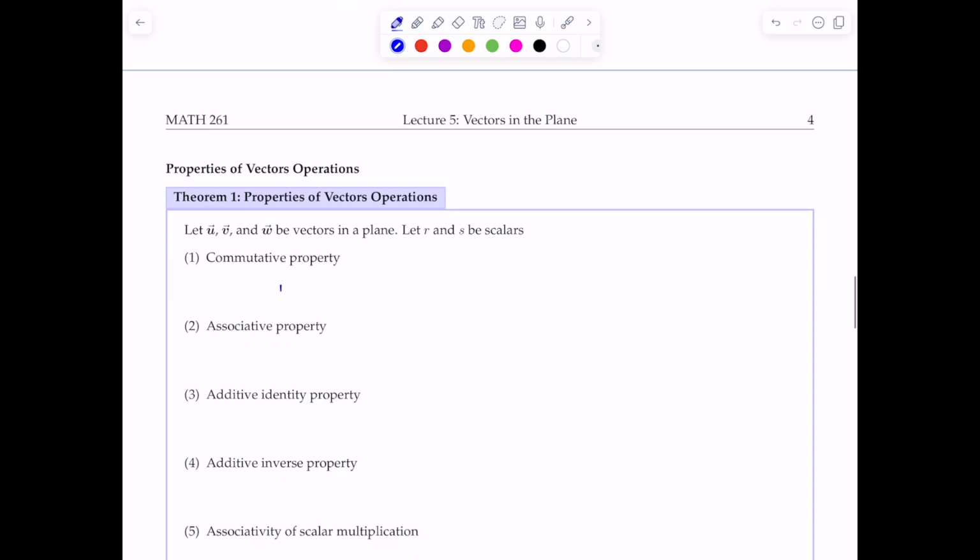That is, if you do u plus v, you're going to get the same result as doing v plus u. For the associative property, if you do u plus v plus w, it says that if you group these two vectors and perform vector addition first, and then add it with vector u, it's going to be equivalent to grouping u and v and performing that calculation first, and using the resulting vector added with w. So both sides are going to be the same.